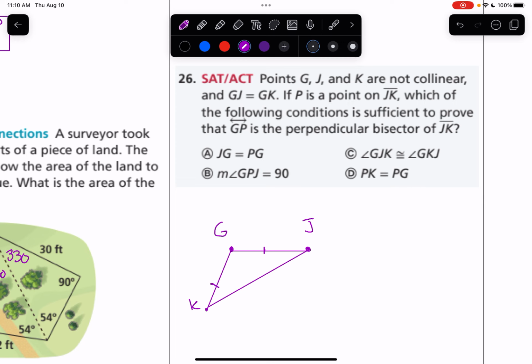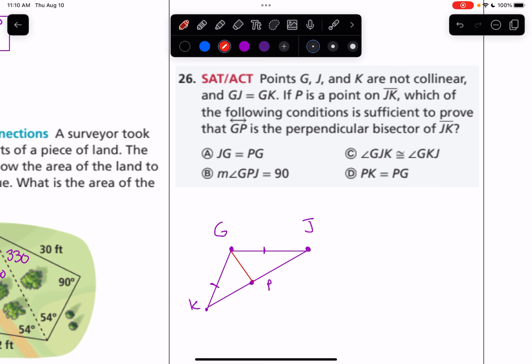If point P is a point on JK, which of the following conditions is sufficient to prove that GP is the perpendicular bisector of JK? So we want to put P right here. And we're hoping to find a way to show that GP is the perpendicular bisector of line JK.